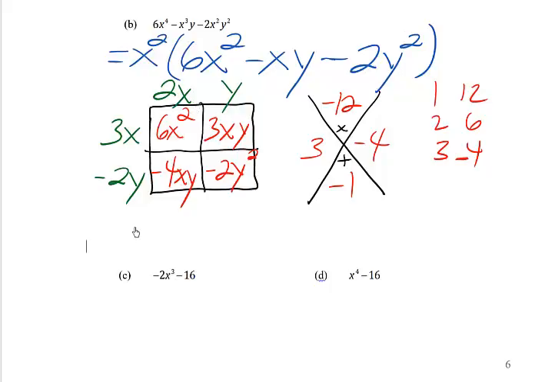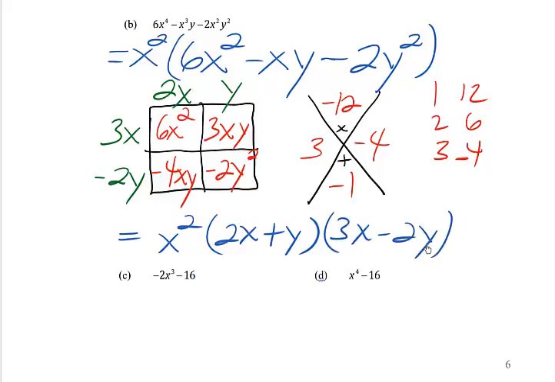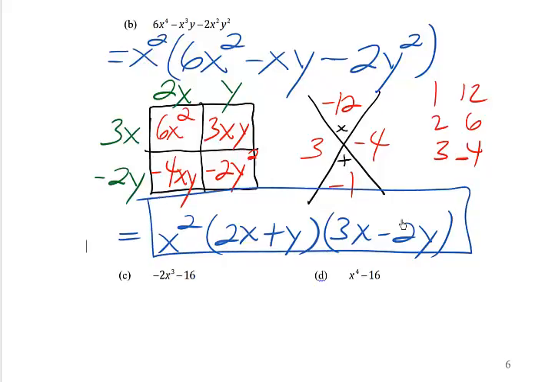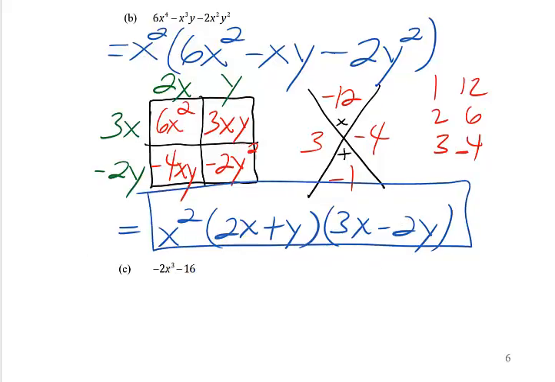We're ready to write our final answer to this problem. The x squared, don't forget about that, GCF. And then the other piece broke down into 2x plus y across the top and 3x minus 2y along the left side there. This is the final answer to the factoring problem. Make sure you are practicing with these trinomials until you're getting the problems right every time.